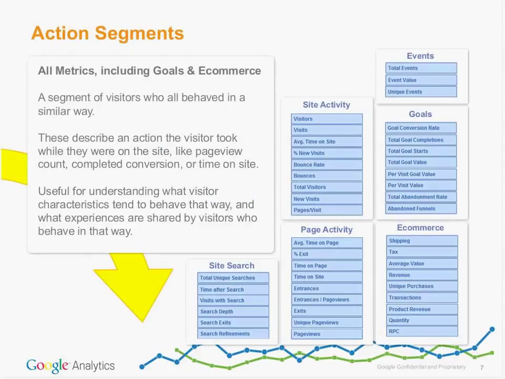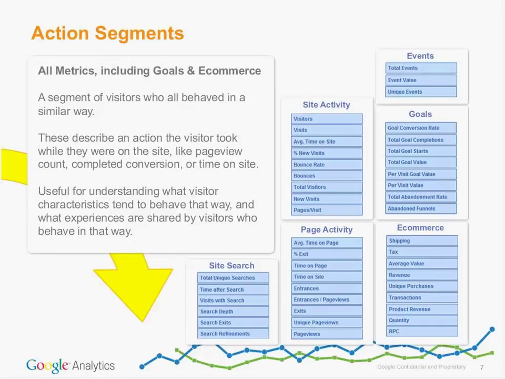The third type identified are action segments. If visitor and visit segments group visitors along common dimensions, these segments group visitors along common metrics. And action segments are visitors who all behave in a certain way and therefore have common performance metrics. These are visitors who meet or miss performance benchmarks that you've set around metrics such as goal conversion rate or pages per visit, and you can identify where those visitors came from and what they did on your site.